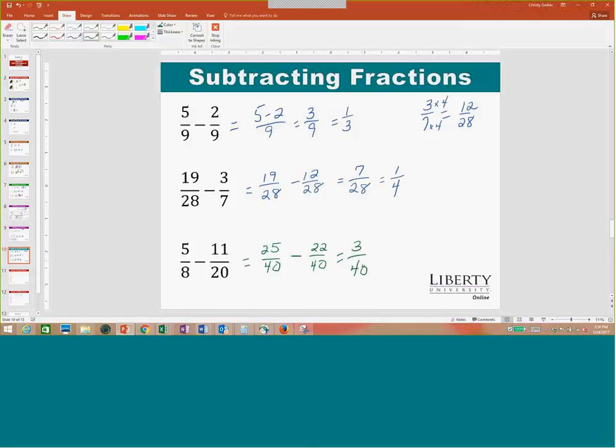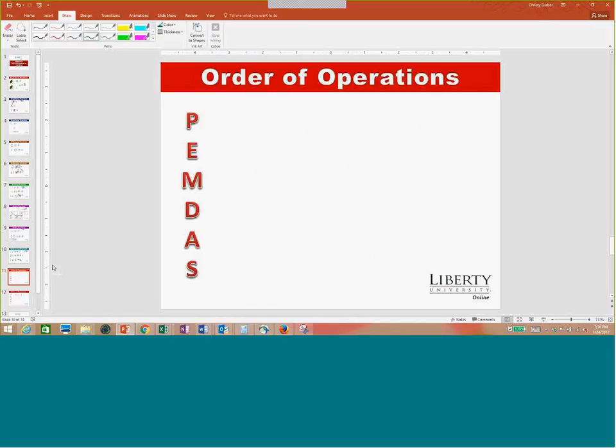Answer, since there's no common factors in that. Now, let's look at one last thing. How do we do all of them at the same time? Operations. I'm sure this is familiar to many of you.